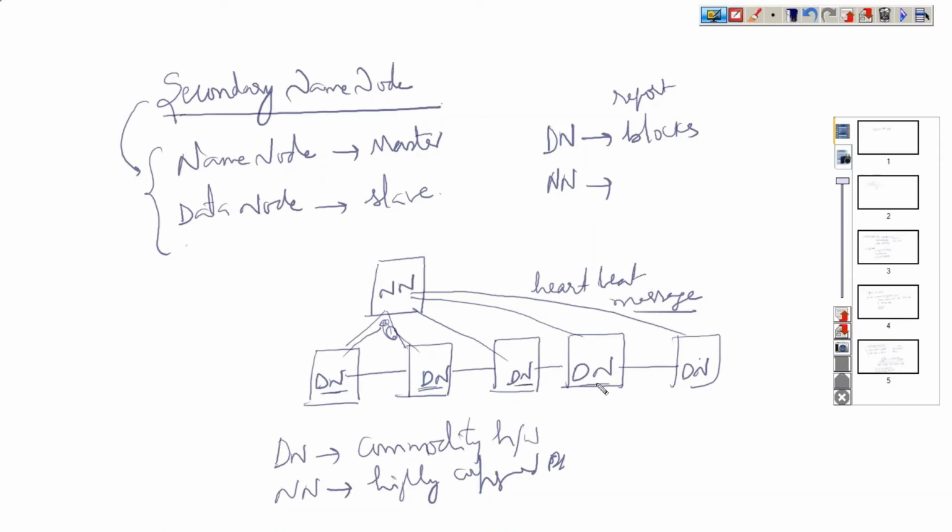The data nodes maintain the actual information of the blocks, the actual data stored with them, but the NameNode maintains information of the data nodes. That information is simply called metadata. This is the data about data. Let me tell you this.